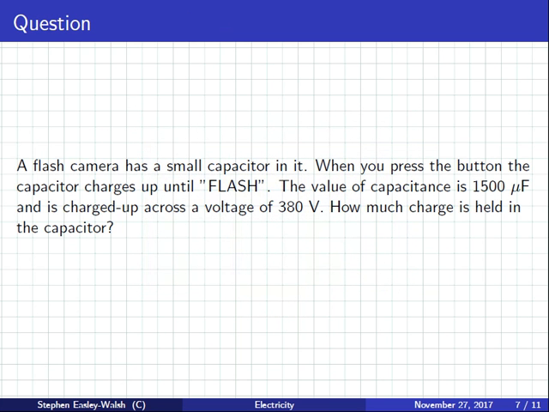Before that, a short little question here. A flash camera has a capacitor in it. When you press the button, it charges until you get the flash. The capacitance is 1500 microfarads, and the voltage is 380 volts. I don't know why I said the voltage is so high in the camera. But anyways, the voltage is 380 volts, and the capacitance is 1500 microfarads. What's the charge held, please?